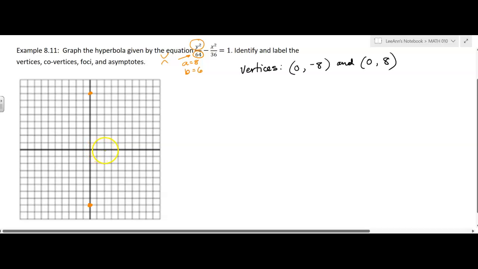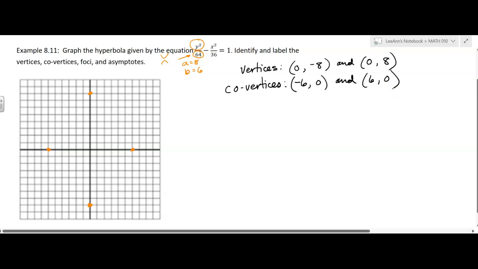The co-vertices are going to be going the other way, so they're going to be at 6 and -6. 1, 2, 3, 4, 5, 6, and -6. Those are going to be the co-vertices. They're going to be at -6, 0, and 6, 0.